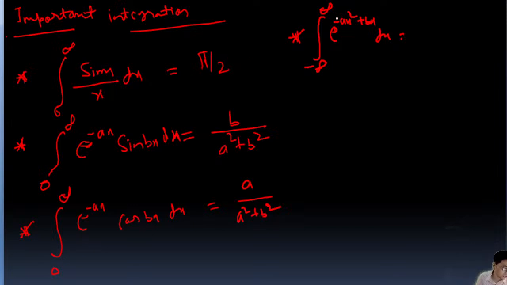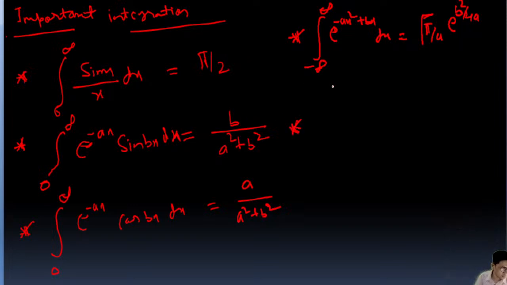Okay, so integration from minus infinity to plus infinity of e to the power minus ax square plus bx dx. That value you need to find. This value is root pi upon a, e to the power b square upon 4a. So this integration from minus infinity to plus infinity of e to the power minus ax square plus bx dx is going to be root pi upon a e to the power b square upon 4a.